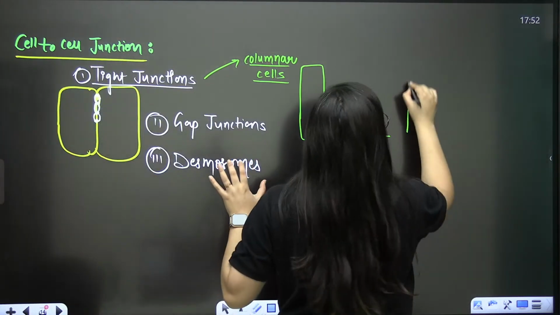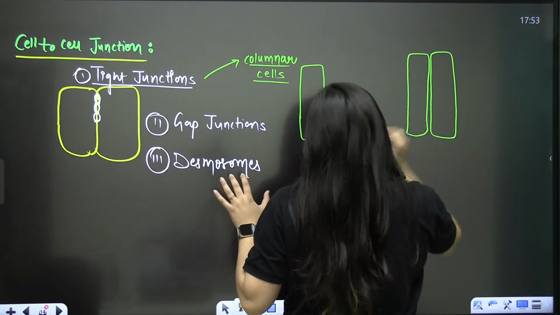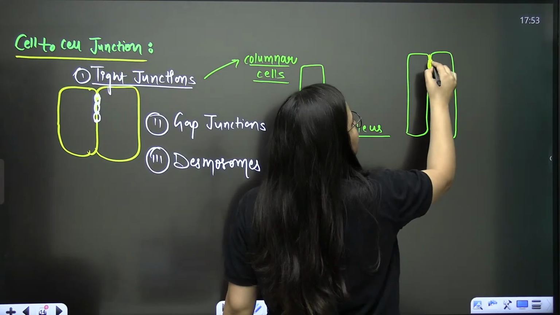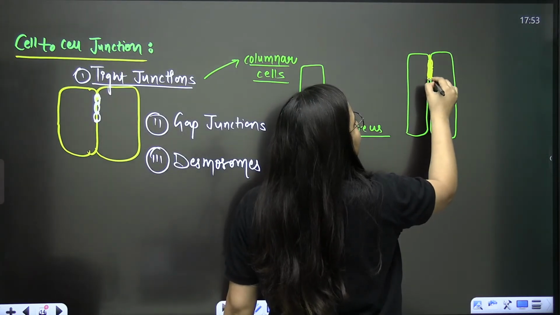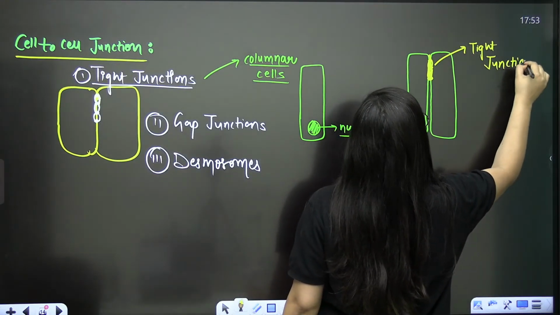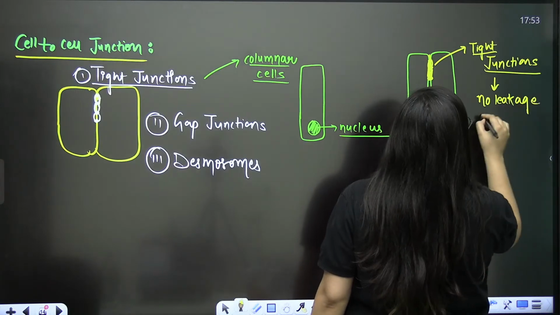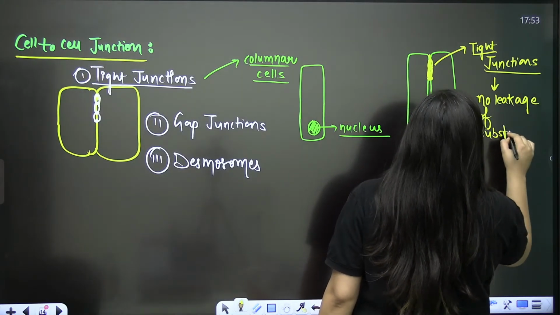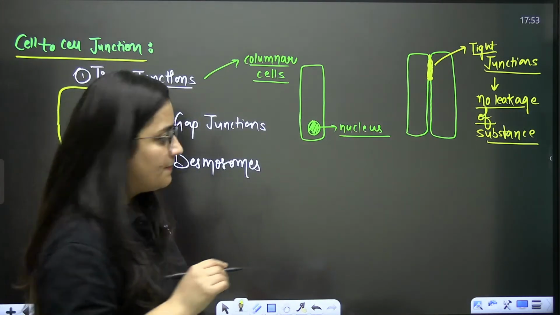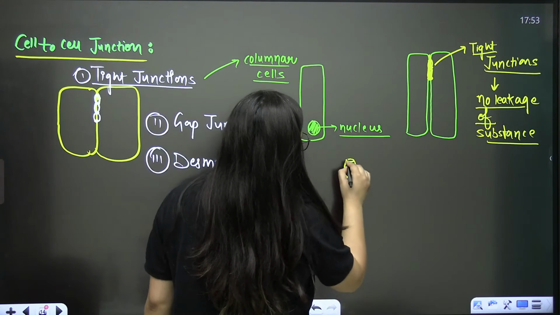So in such cells, especially in the intestine, let's say this is one cell, this is another cell. Here the plasma membrane will fuse in such a way that you will see they are tightly fused. You are going to see the tight junctions here, tightly fused so that there should be no leakage of substance. I'm repeating this again, no leakage of substance. In the diagram you see it like this, something like this.